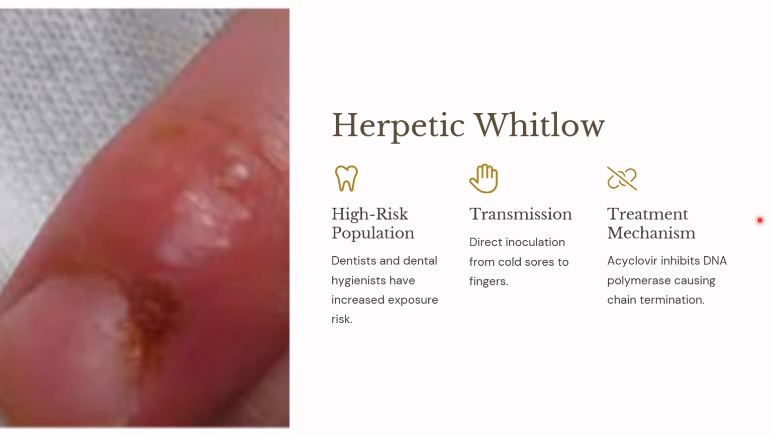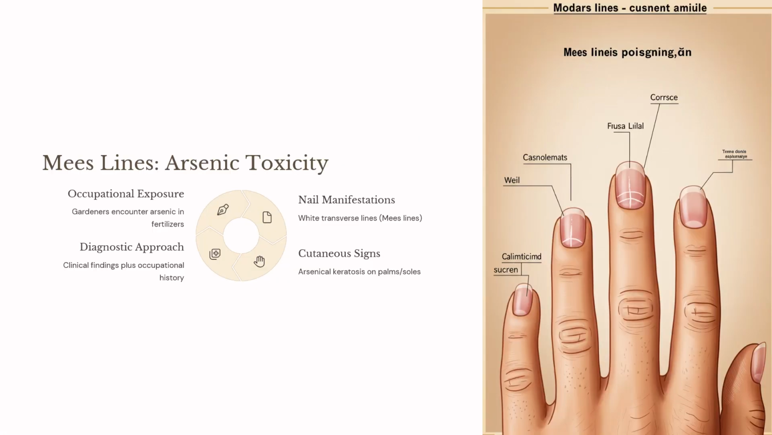Now they will be showing you a picture of herpetic whitlow, and they will ask you about the mechanism of the treatment. So here you should know that the treatment is acyclovir or valacyclovir. They will cause DNA chain termination by inhibiting the DNA polymerase. So the mechanism of action is DNA polymerase inhibitor.